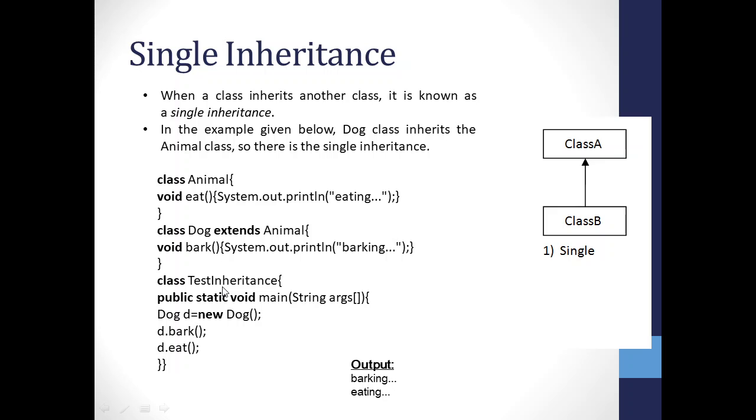Class TestInheritance, public static void main, String args, Dog d is equal to new Dog. In the main function we have created the child class object. By using the child class object, we have called both the methods. The output would be barking and eating. Why is it like that? We called the bark function first and the eat function next.